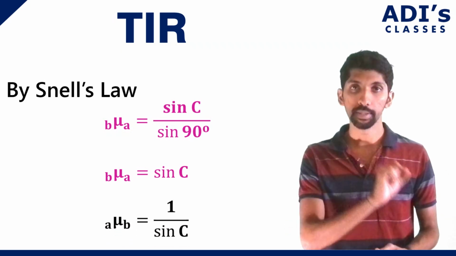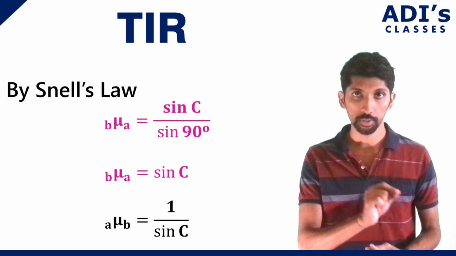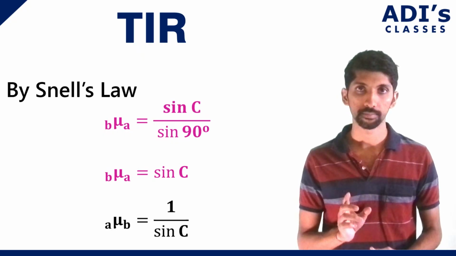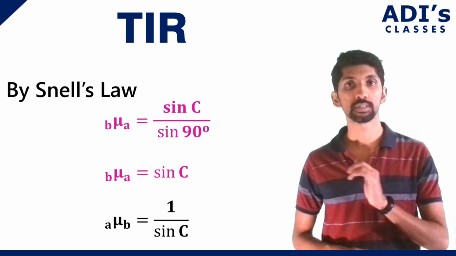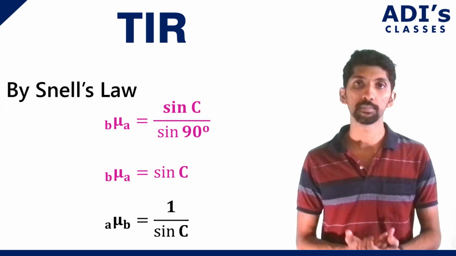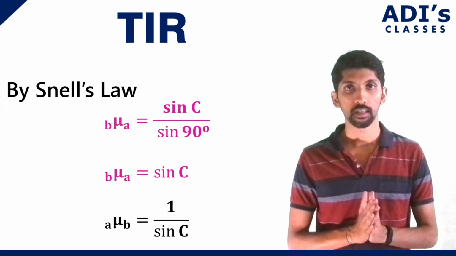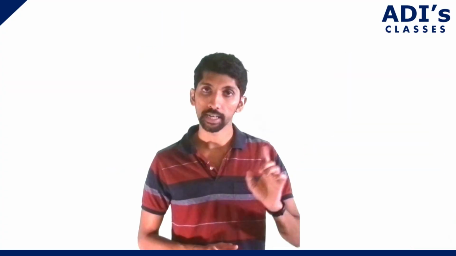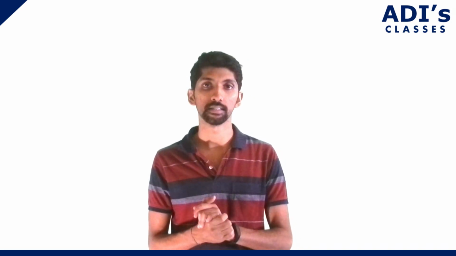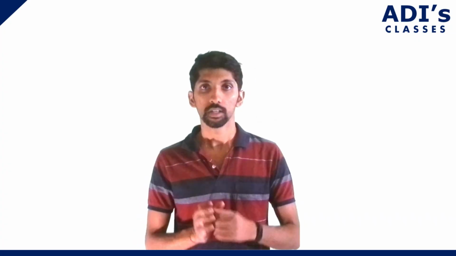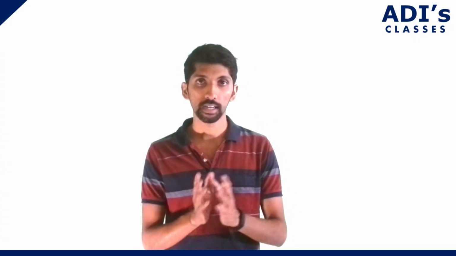Now again, use Snell's law. Here we have bμa, correct? So bμa is equal to sin C by sin 90. Sin 90 is 1. So we have bμa is equal to sin C. Now using the principle of reversibility, we can write aμb is equal to 1 by sin C, right? So if you know the critical angle, you will get the refractive index, or if you know the refractive index, you will get the critical angle. This particular formula is very important, that is aμb is equal to 1 by sin C. This will give you the critical angle and the refractive index.